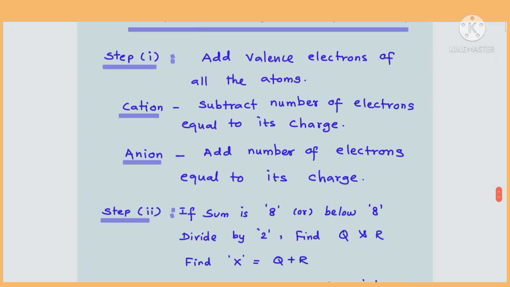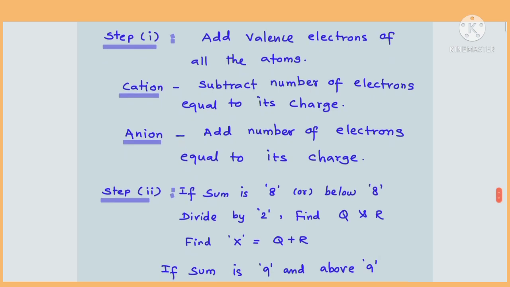First step, we should know the valence electrons of all the atoms. If you want to find the hybridization of a molecule or ion, first you should know the number of valence electrons of each atom involved in the molecule or ion. Then, once you know the valence electrons, you have to add the valence electrons of all the atoms together. That is the first thing.